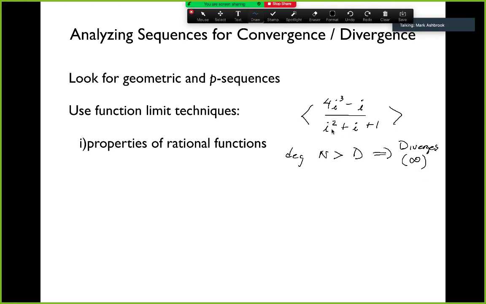Because for large numbers, say a trillion, this is going to be a trillion times greater than this. It's a trillion squared, it's a trillion cubed. This is a trillion times greater, and that factor is just going to keep getting bigger and bigger.